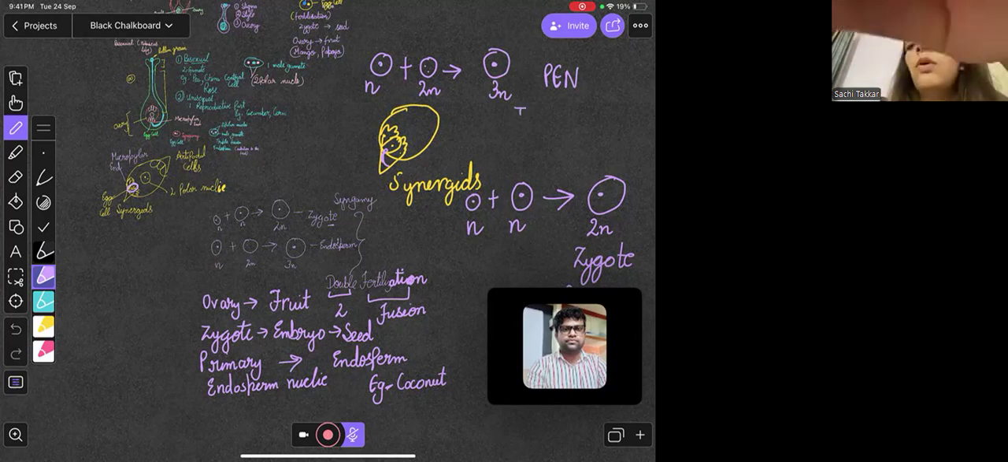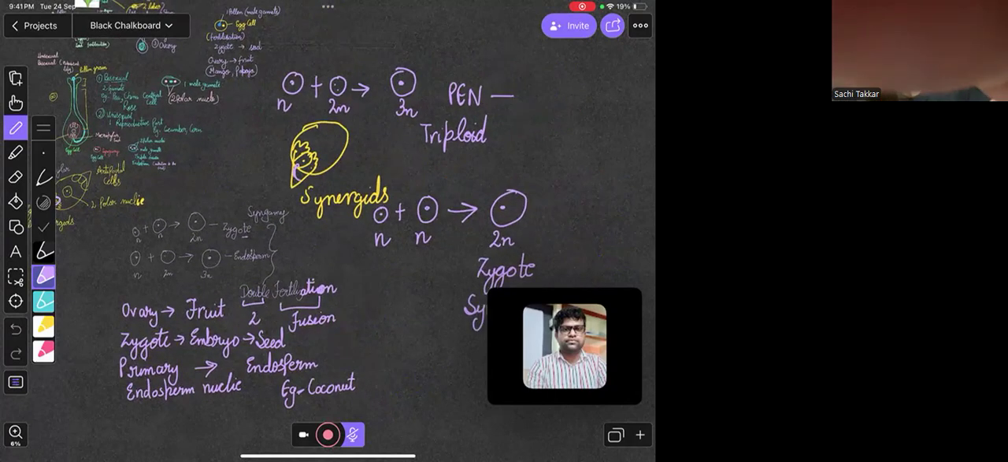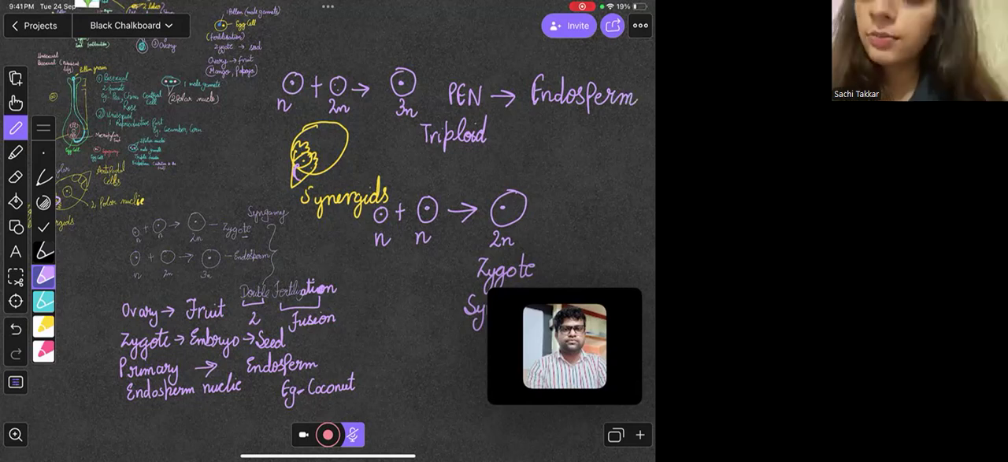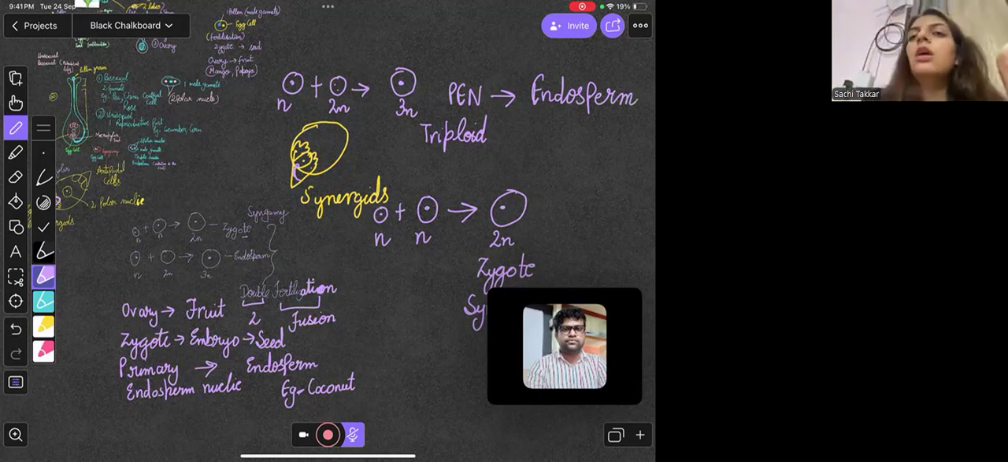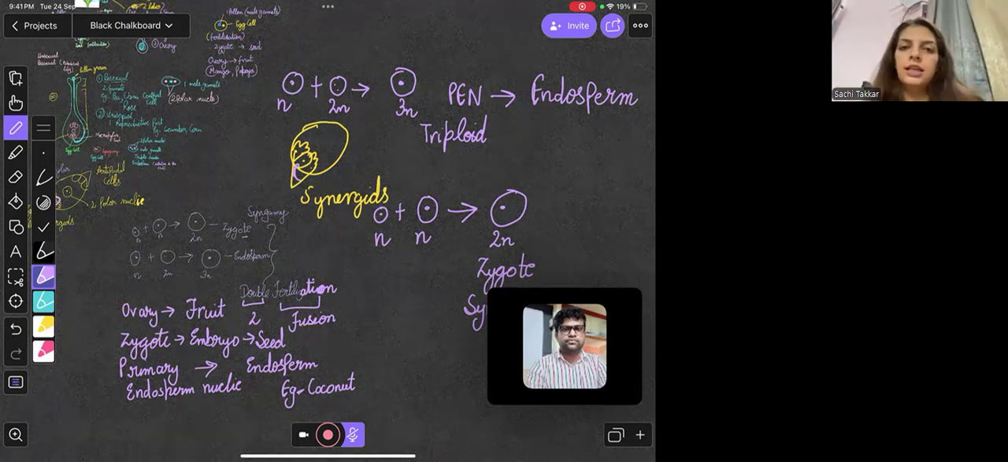This is triploid in structure. Its ploidy is triploid, it has three nuclei, and this primary endosperm nucleus will directly form endosperm in future. So when these two processes occur together, simultaneously in the ovary, this process is known as double fertilization.